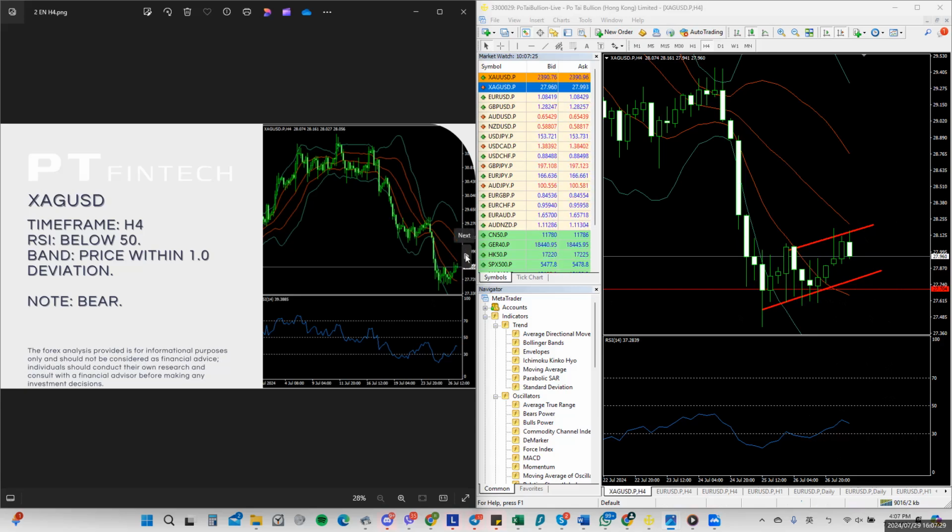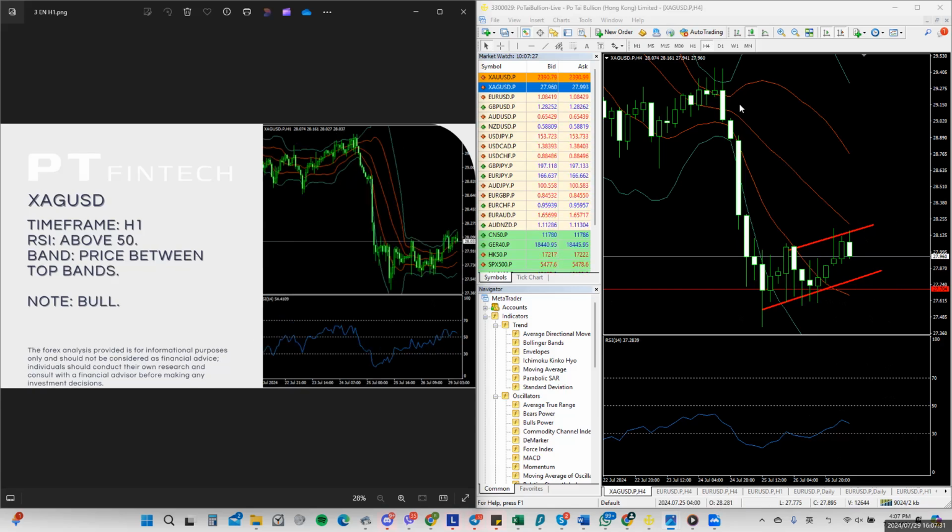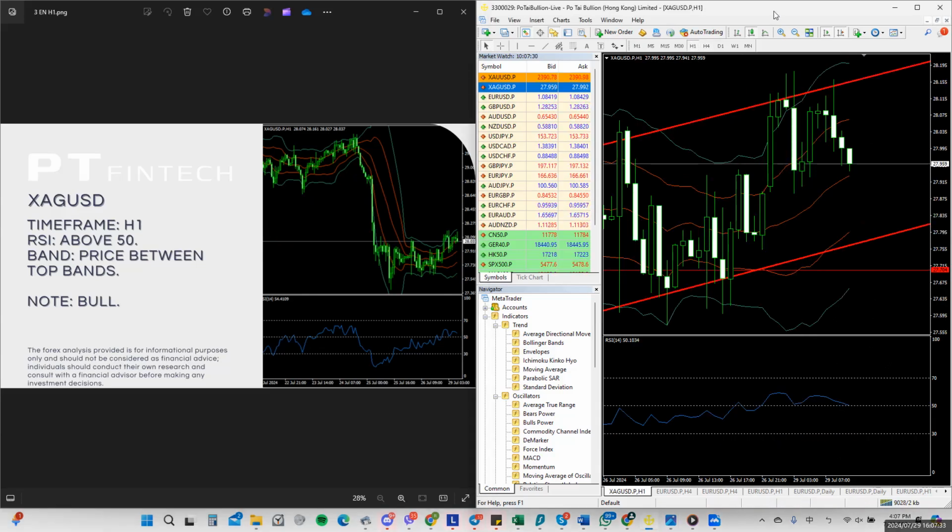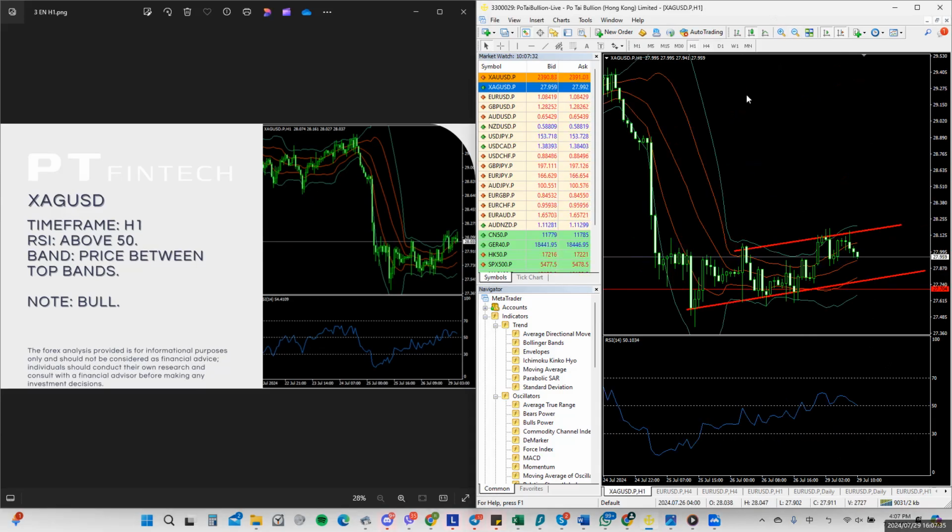Overall, D1 and H4 seem bearish. Okay, so then H1, let's see what H1 has for us. Ooh, H1 has a bit of different information. Okay, so on PTips, it's saying that RSI is above 50. It's literally at 50 at this moment.